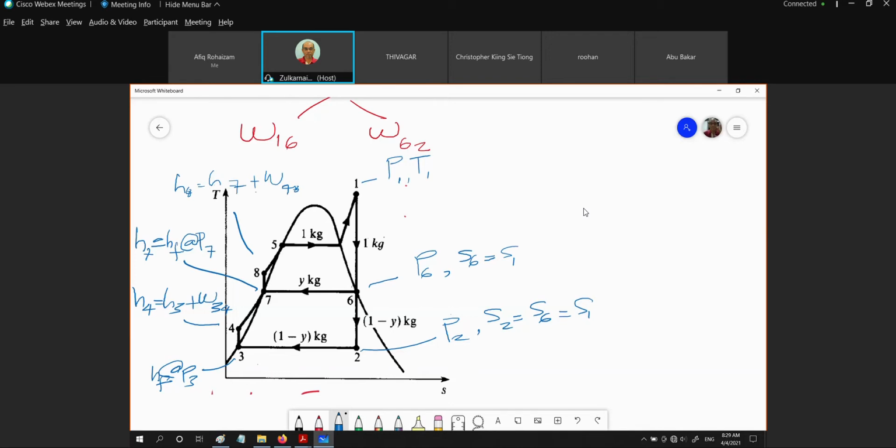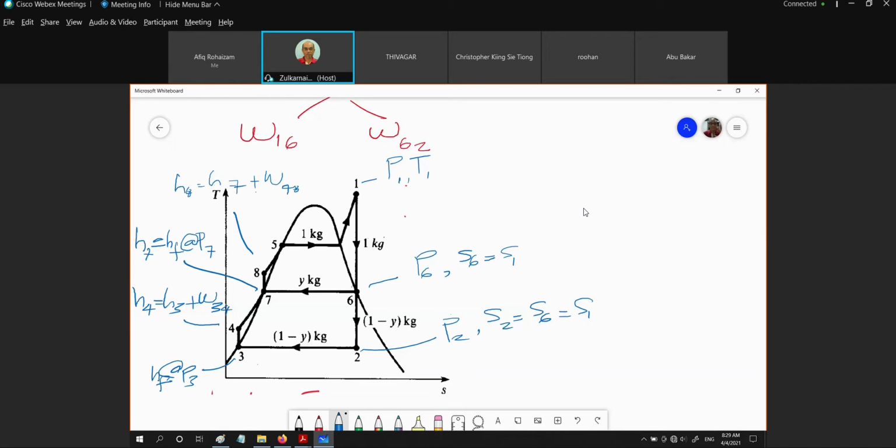So please take note that when we determine the enthalpies of all states, don't take care of the fraction, assuming that everything is 1 kg of steam flowing. So that is how we determine all the enthalpies.